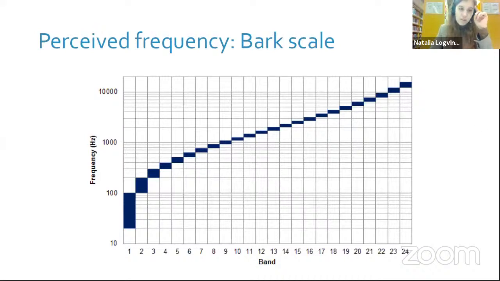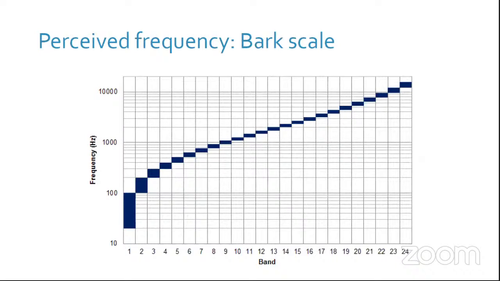So what's a band on this scale, actually? It has a frequency on Y, and what's a band? In this vertical axis, we have frequencies in hertz, and in this horizontal axis, we have bands, these critical bands that are important for differentiating between frequencies. So we can hear differences between different bands, but inside each band, differences are not important.